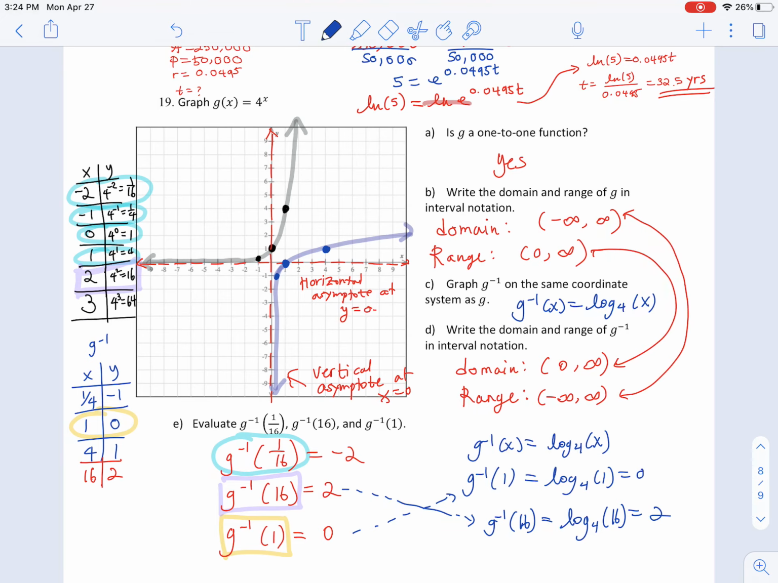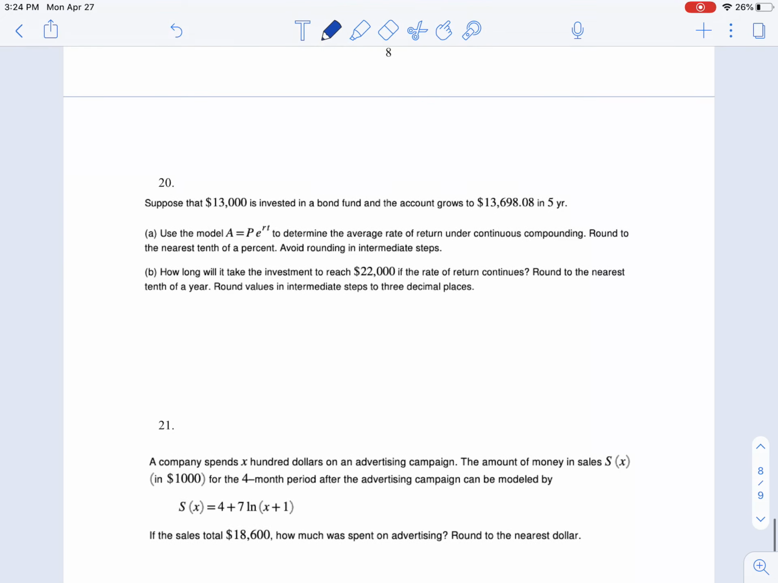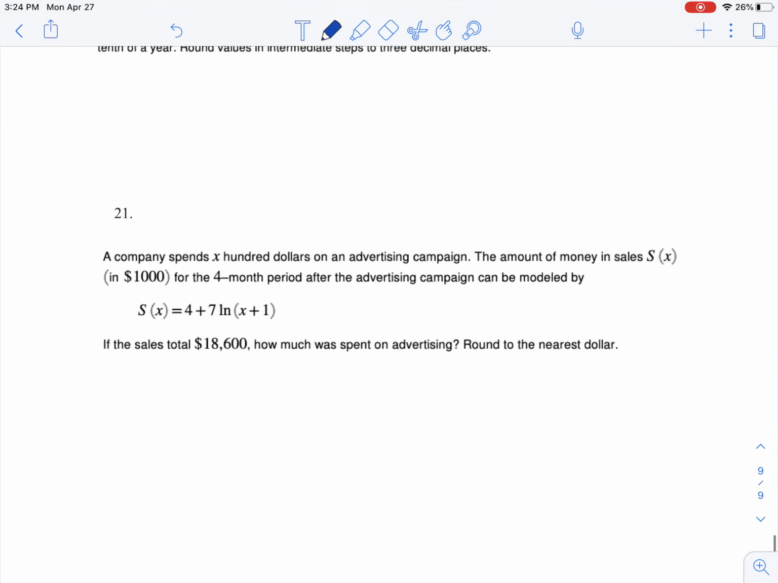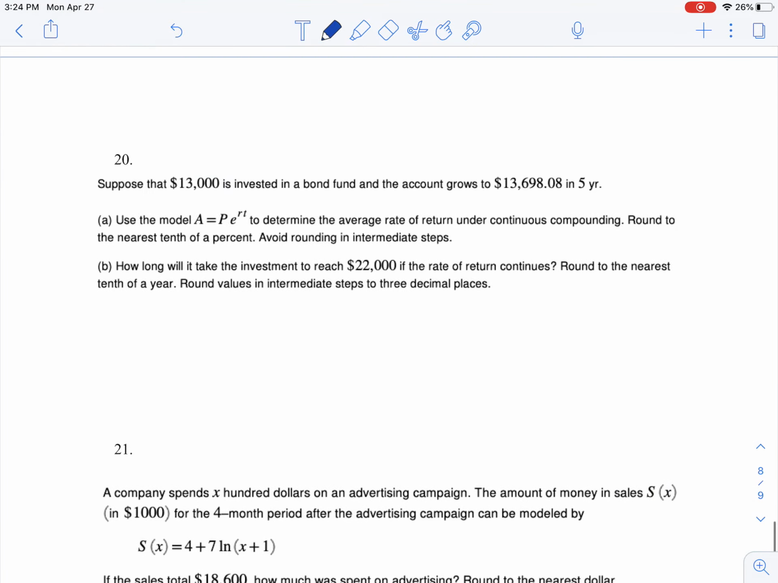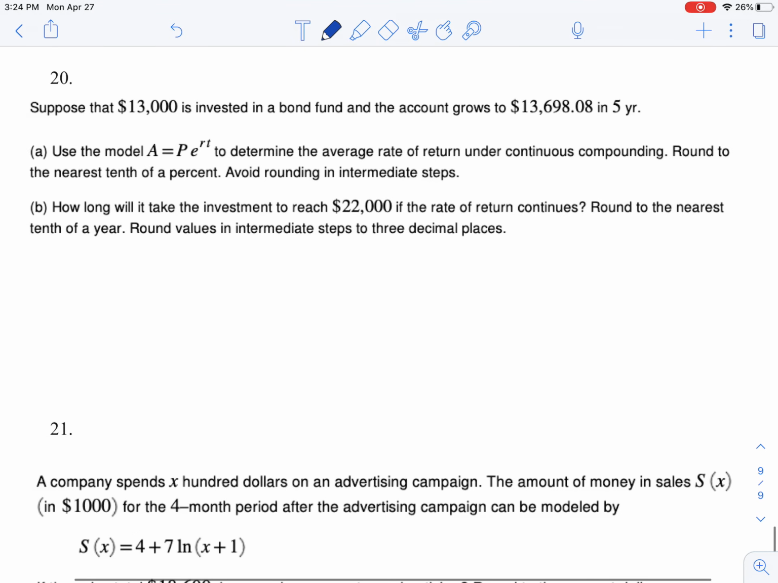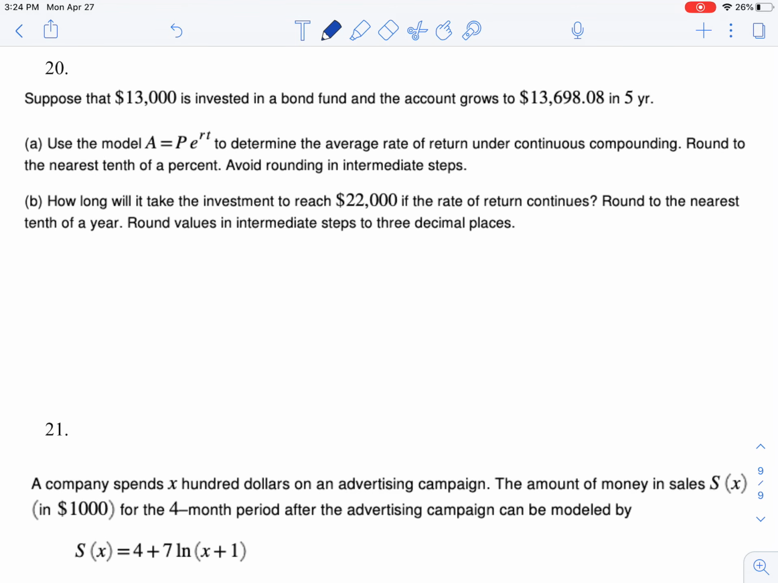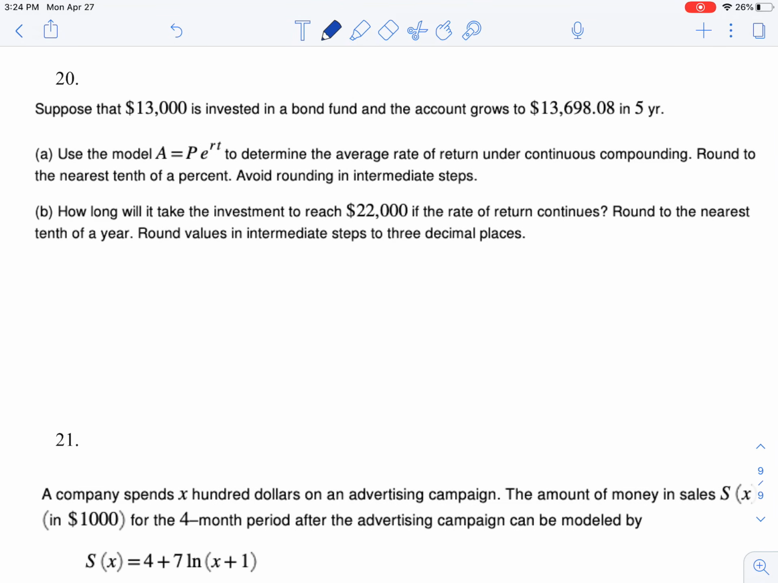All right, I got 2 more word problems, and that's it for this practice test. I just had to give you some because you guys did a lot of word problems in this unit. Many applications of exponential and log functions. Number 20, suppose that $13,000 is invested in a bond fund and the account grows to, wow, $13,698.08 in only 5 years. Well, I said wow, but really it only grew about $700, but that's still something in 5 years.